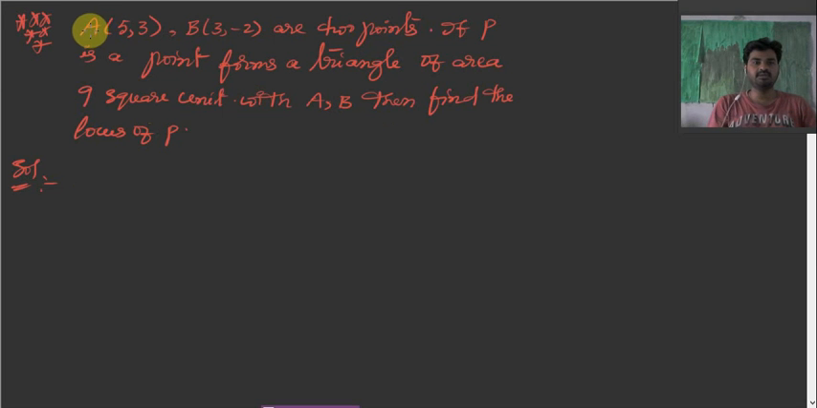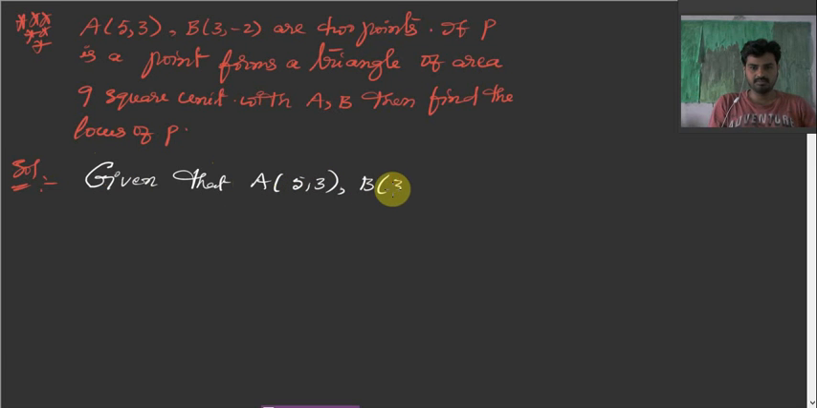What is given here? Capital A and capital B are the 2 points given. First you have to write these 2 points. Given that, capital A (5, 3), capital B (3, -2) are given here. Next, if P is a point that forms a triangle of area 9 square units with AB, then find the locus of P. Now we are going to find the equation of the locus of the point P.